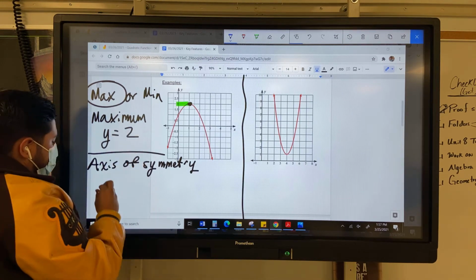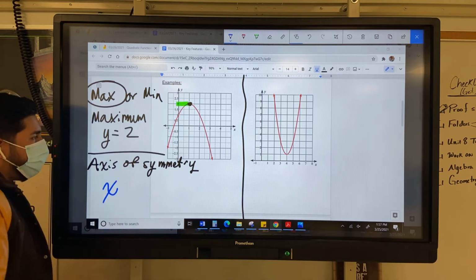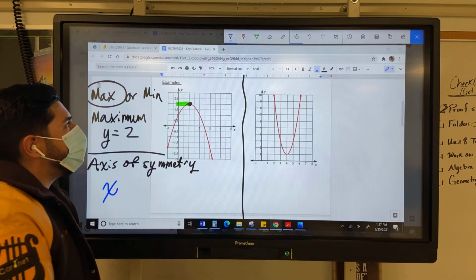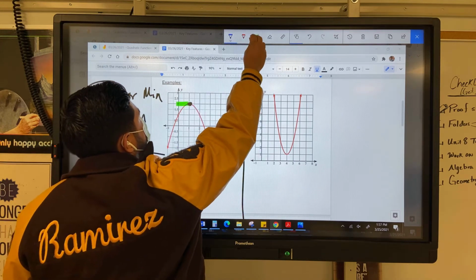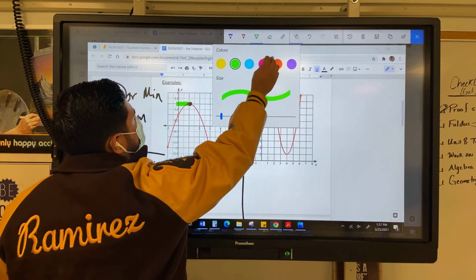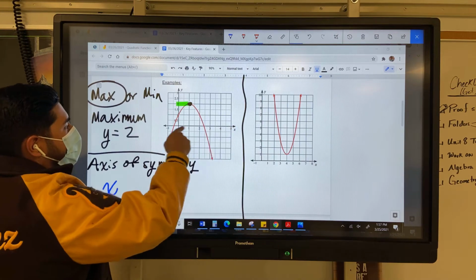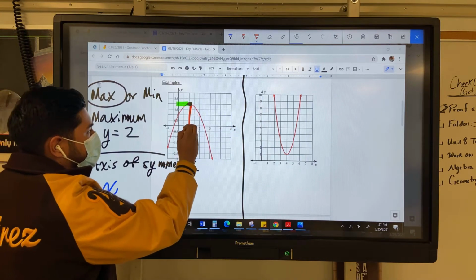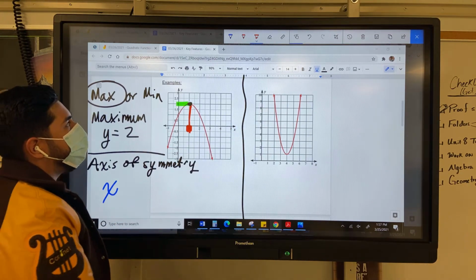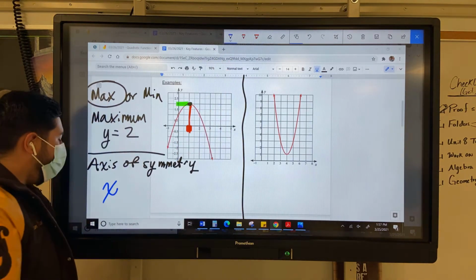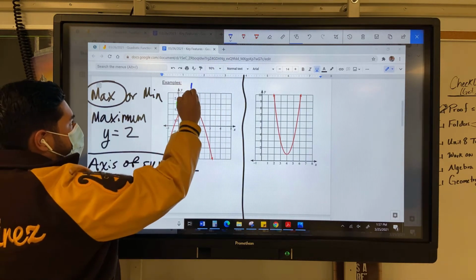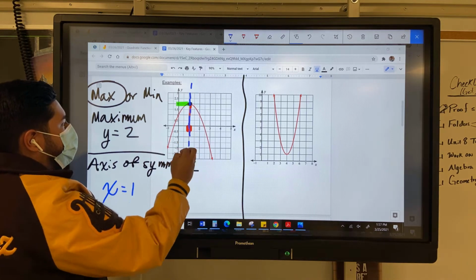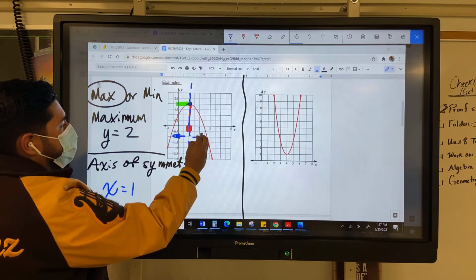Axis of symmetry, I mentioned earlier, is x equals in relation to the vertex. So we're looking at the same point, the vertex, but now instead of using the 2, we're going to be using the x. So what point does this hit? If you look at it on your notes, that hits 1. So x equals 1. And as you can see, axis of symmetry is where we cut it in half. Same side and same side right there.